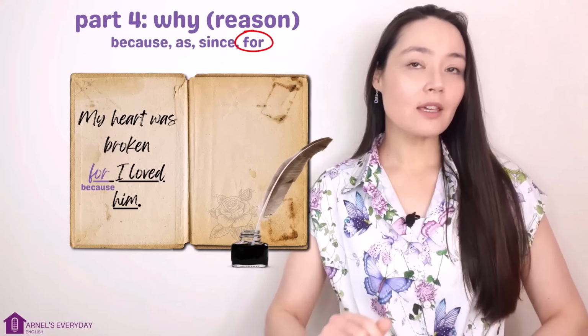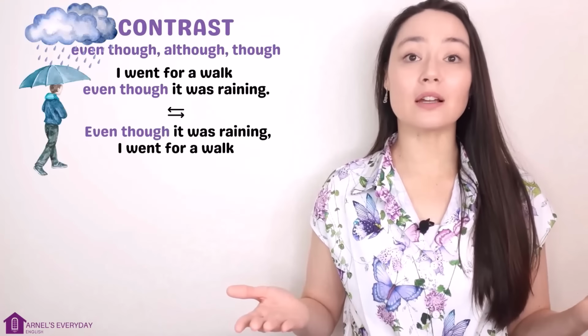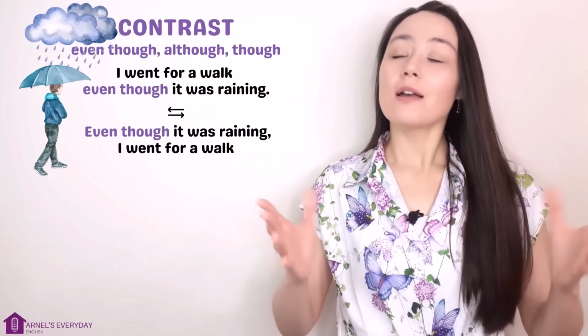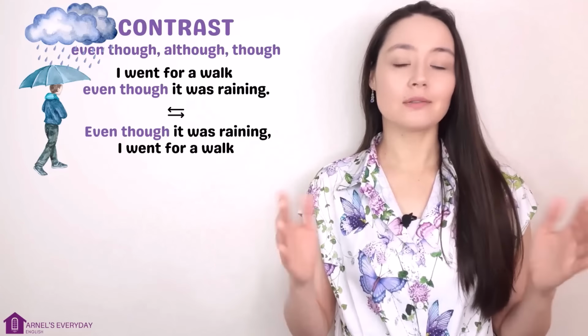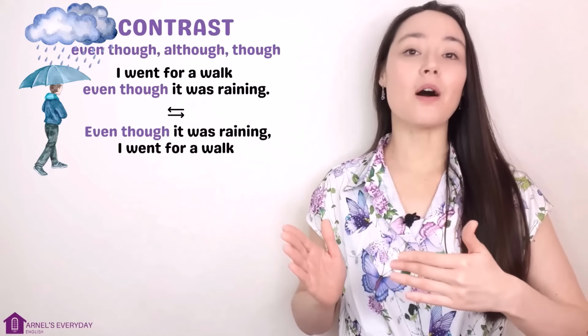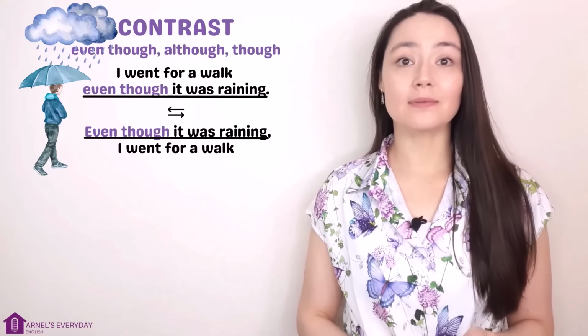Some of you might be thinking, but I know there are other types of adverb clauses. The other types of adverb clauses are often not taught as adverb clauses. For example, showing contrast. I went for a walk even though it was raining. Even though gives me a contrast. Why would you go for a walk if it's raining? But I didn't care. I went for a walk even though it was raining. Even though it was raining is an adverb clause.